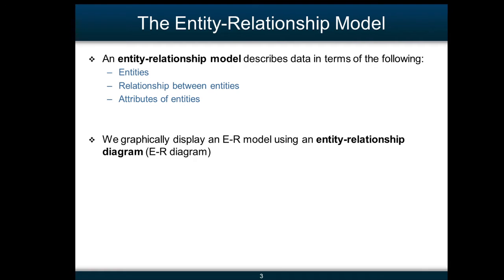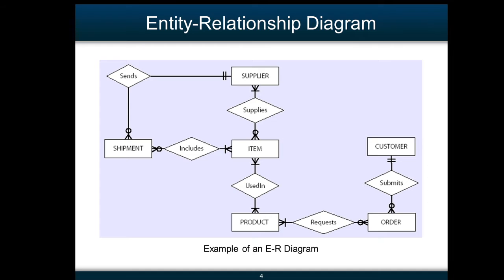An entity relationship model describes data in terms of the following: entities, relationship between entities, and attributes of entities. We graphically display an ER model using an entity relationship diagram, or ER diagram. This illustration is an example of an ER diagram.